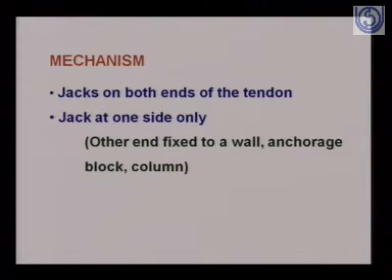In the second case, jacks are on one side only. We are providing a jack on one side only, and the other side of the tendon is fixed to a wall, anchorage block, or a column. We can tighten it or fix it to a wall or anchorage block especially prepared for this pre-stressing work, or to a column, and the force is applied from one jack at one end, and the other end of the tendon is fixed there. So these are the two mechanisms for providing the stresses in the tendon through jacks.